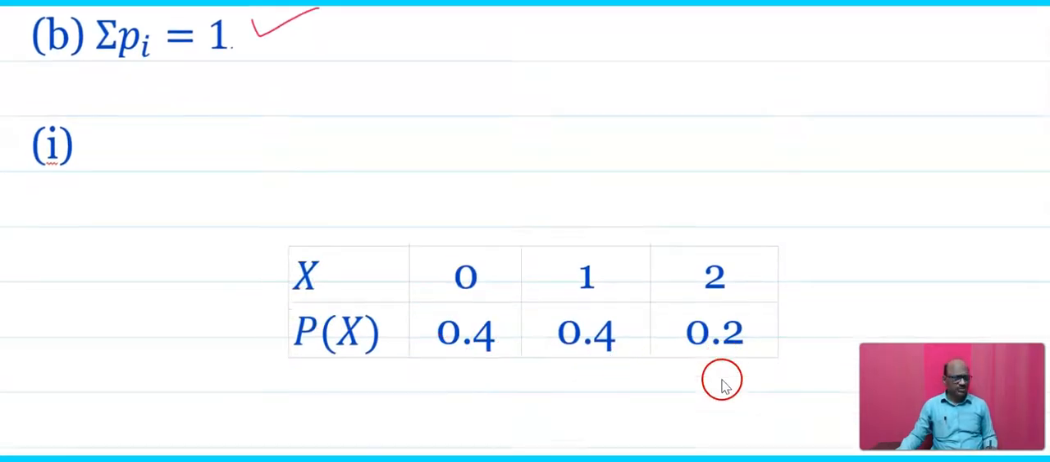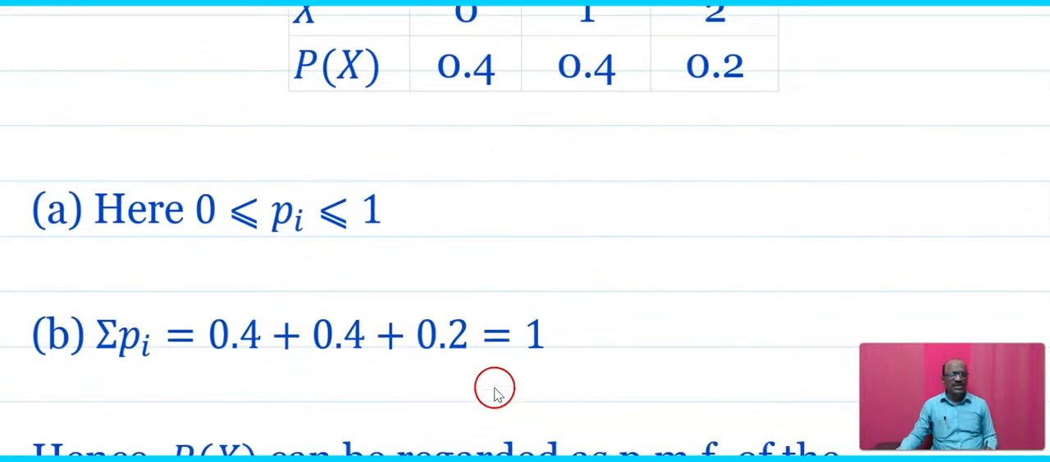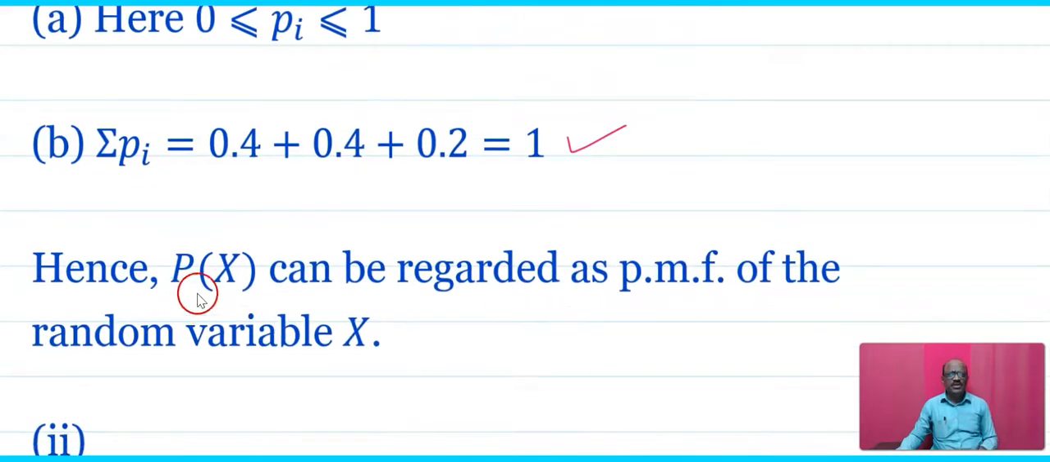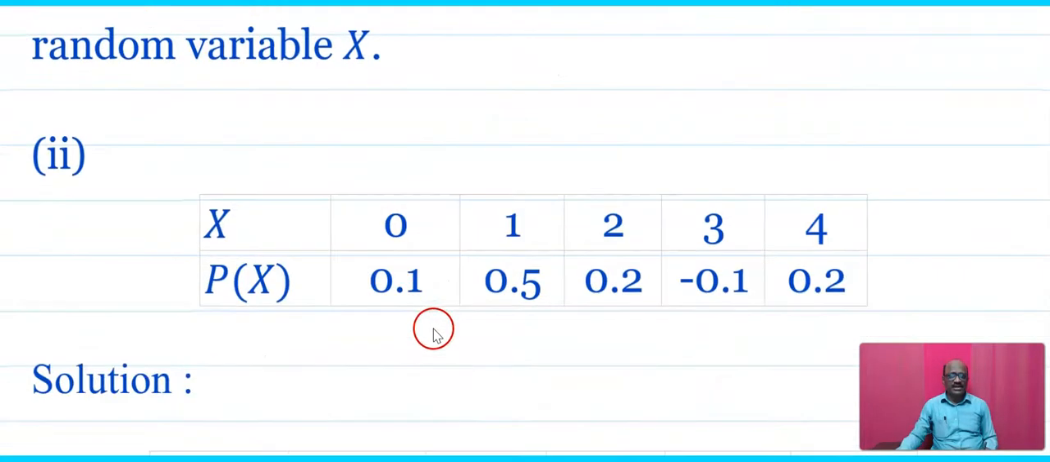Now see this here. All the values are positive. The first condition is satisfied. What about the second condition? Sum of all the probabilities: 0.4 plus 0.4 plus 0.2 is equal to 1. And hence P of X can be regarded as the PMF of the random variable capital X.